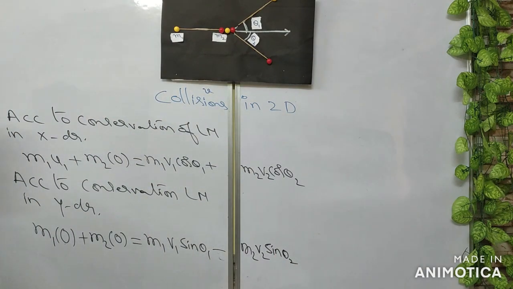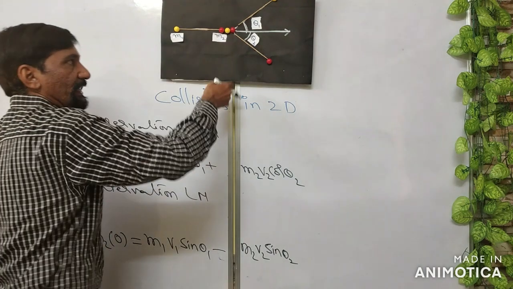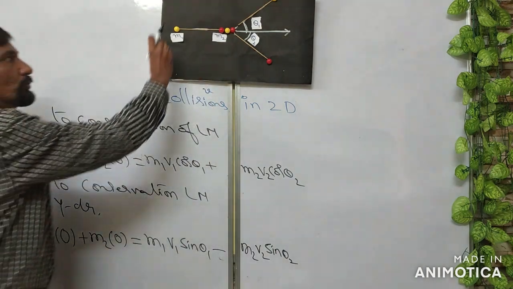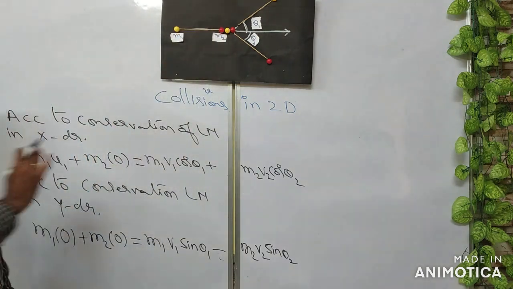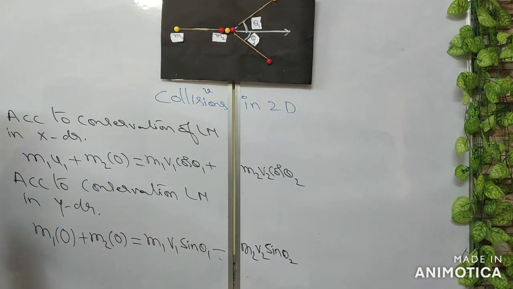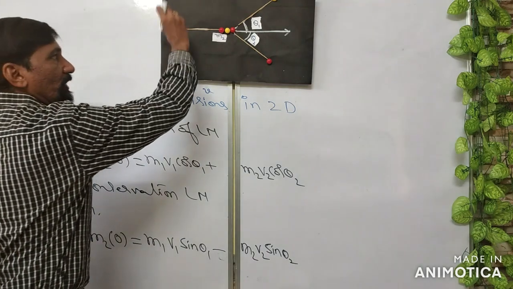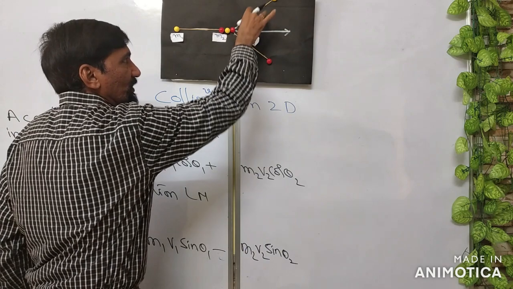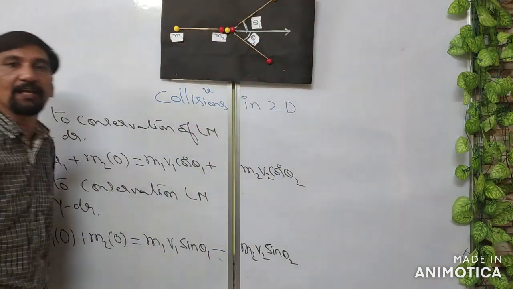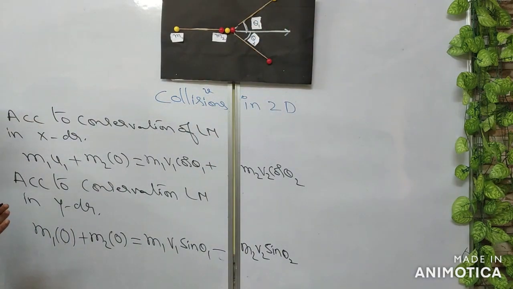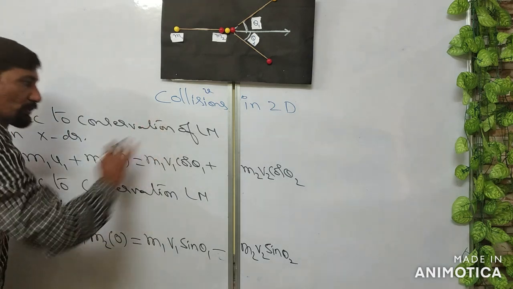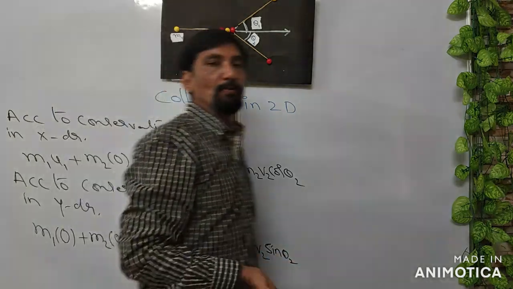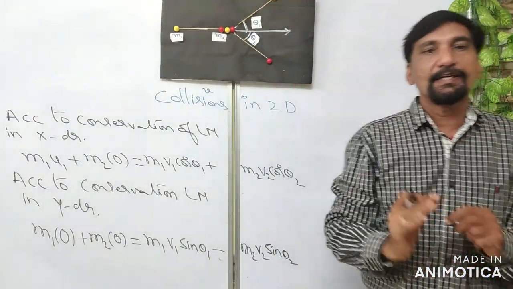Okay, so this is about conservation of momentum in the y direction. You have taken two bodies, m1 and m2. The second body is at rest, so your first body is hitting the second body, and thereby they are moving at angles theta 1 and theta 2 with the initial direction. If it is an elastic collision, conservation of momentum definitely holds, and also conservation of kinetic energy.